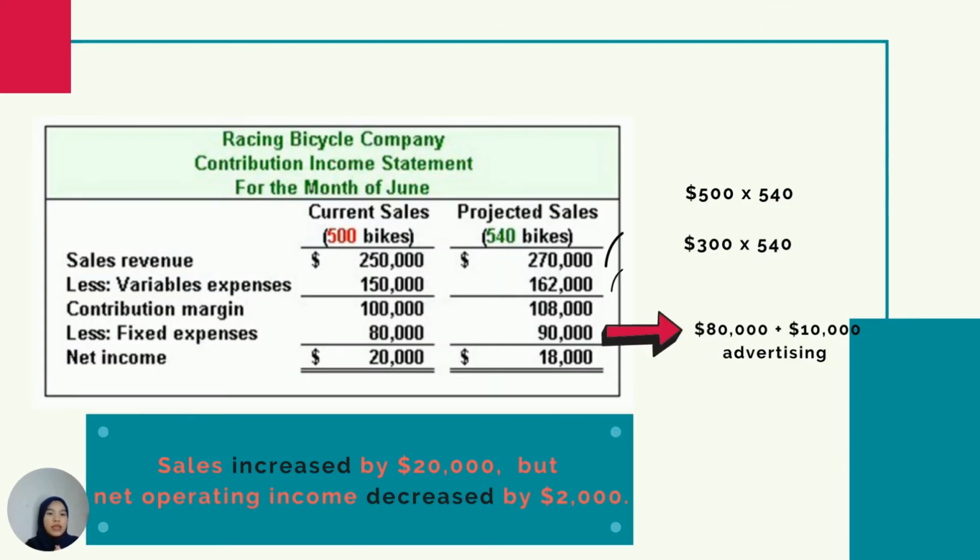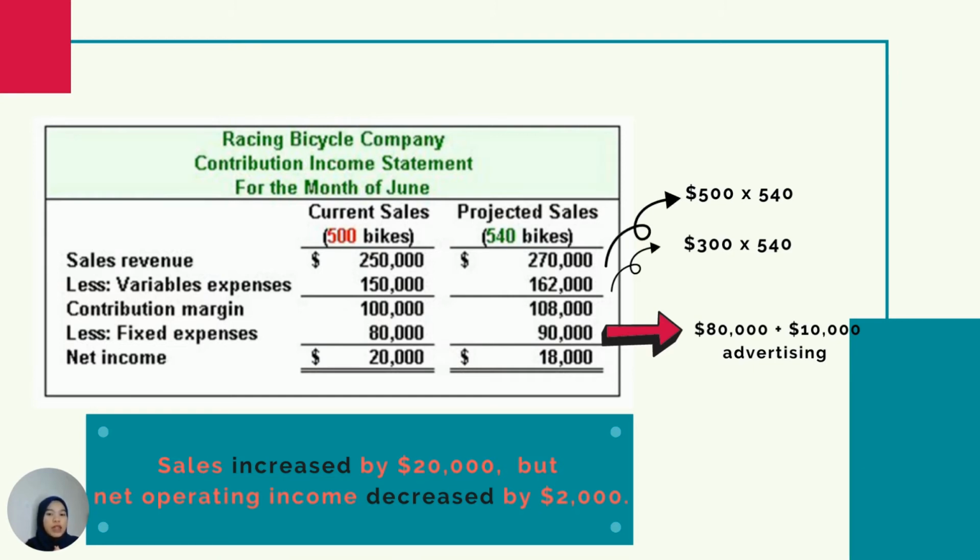So let's take a look at the income statement. At the left side is the current sale. We can see it from the previous slide. And the right one is the projected sale with the new 540 units. So the sale revenue actually will be increased by $20,000.